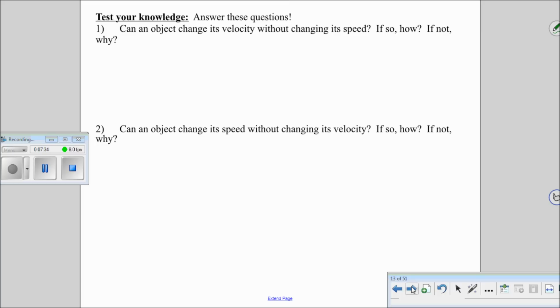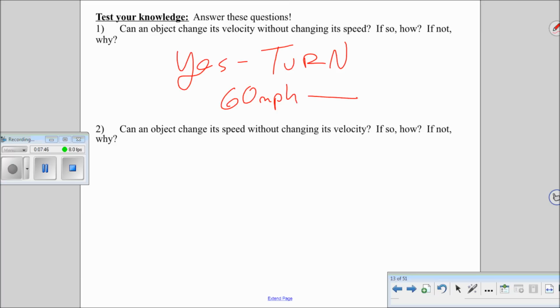All right, so question 1, can an object change its velocity without changing speed? The answer is yes. All it's got to do is turn. All right, in that last example, both of our cars were going 60 miles an hour, and they went from going east to going north. And since the direction is different, the velocity is different. All right. Number 2, can an object change its speed without changing its velocity? The answer is no, because as soon as you change your speed, you've changed how fast you're going, and thus you've changed your velocity. Okay?